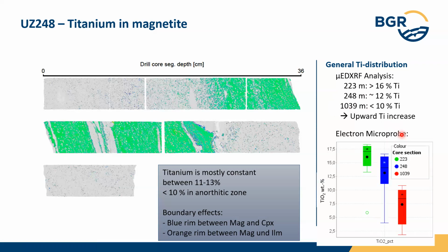Now we took thin sections from our samples and compared the micro-EDXRF data from here to the electron microprobe data, and we can see here that it is actually quite similar. We have for this 223 meters, which we said was 16, the median is also about just below 17. For this sample here, we have about 14 or 13% of titanium, and this one has the lowest. So you can see it's not a replacement of microprobe, but you get a good idea of how the concentrations are.